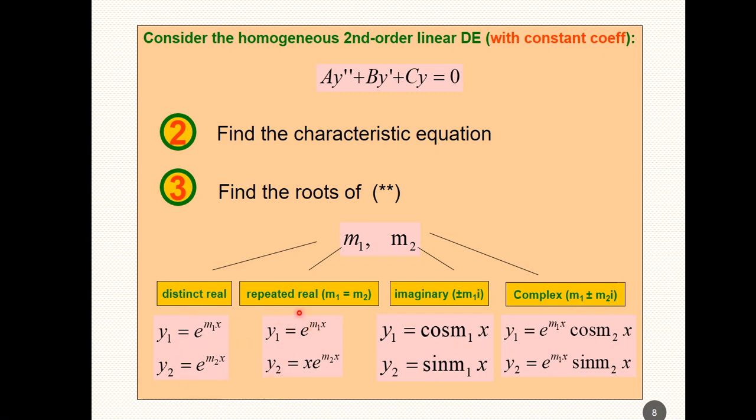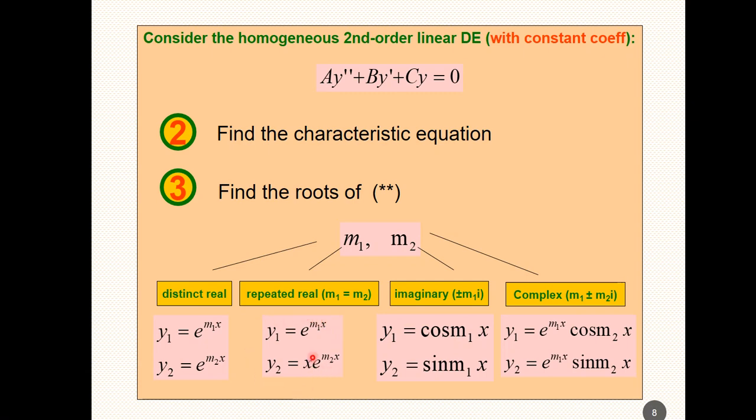If it's repeated real, meaning 2 roots, you have 2 roots, but the 2 roots are the same, so we modify any of the 2 terms. That way they will not look similar. It's because your M1 is just equal to M2. So this is a case of real repeated roots.